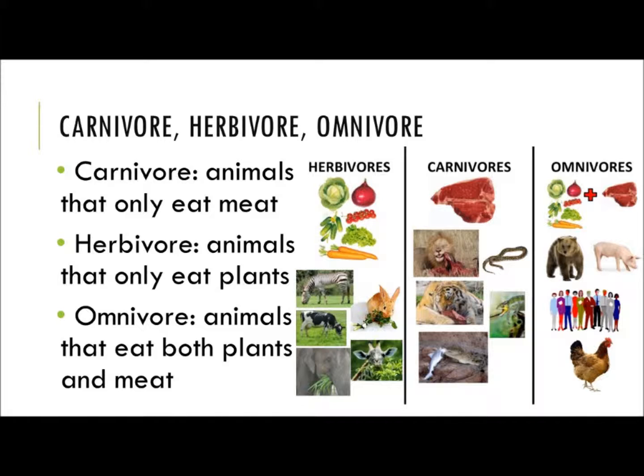An example of a carnivore would be a lion. They only eat meat. An example of an herbivore is a rabbit, which only eats plants. An example of an omnivore are humans. We eat both plants and meat.